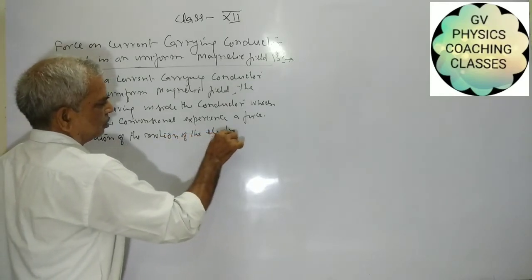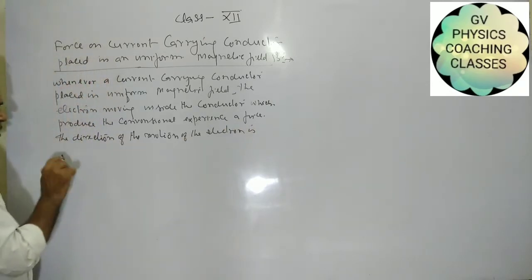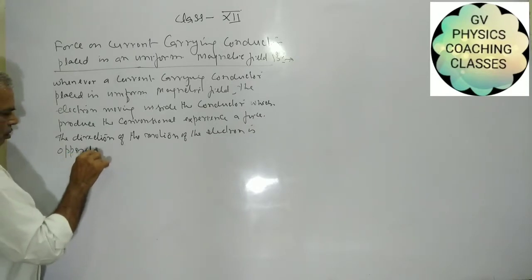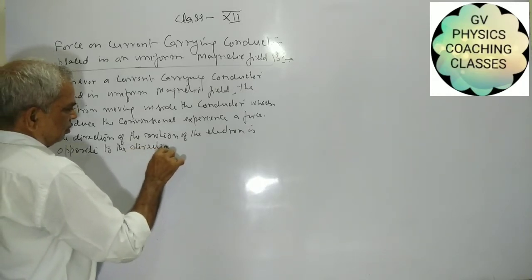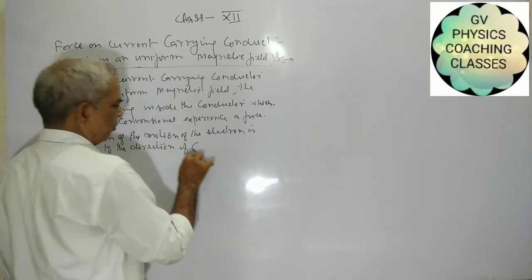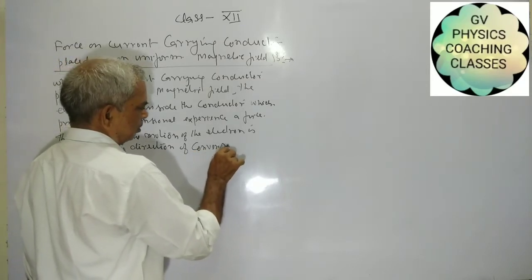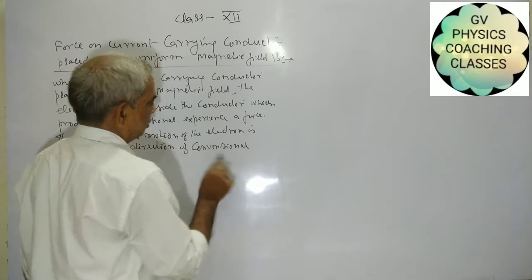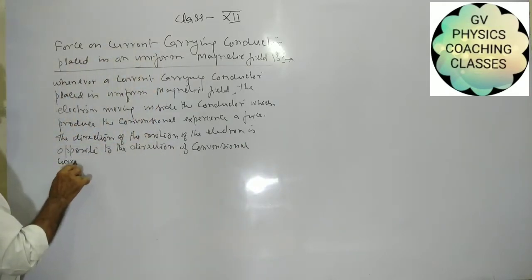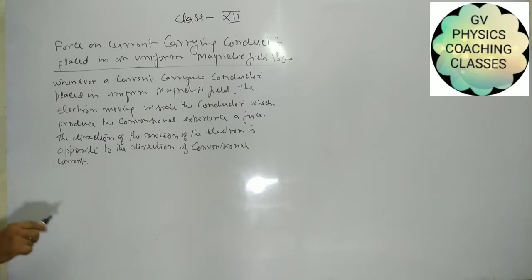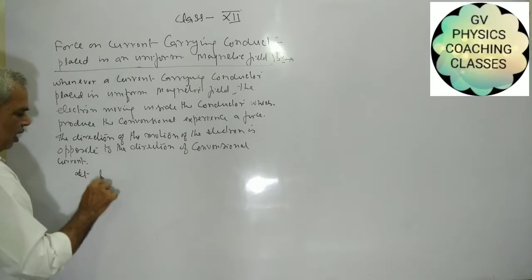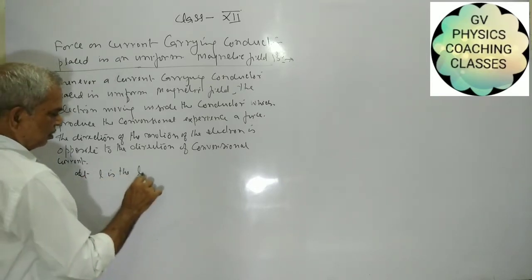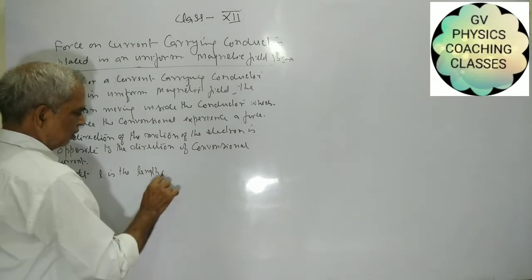The electron moves opposite to the direction of the conventional current. Let L be the length of the conductor.